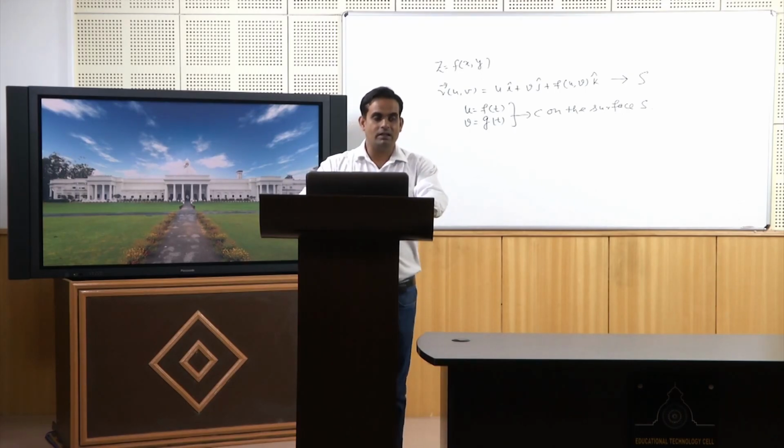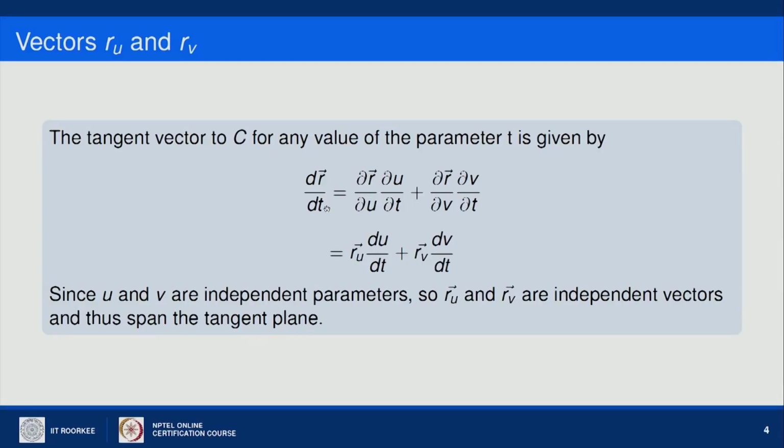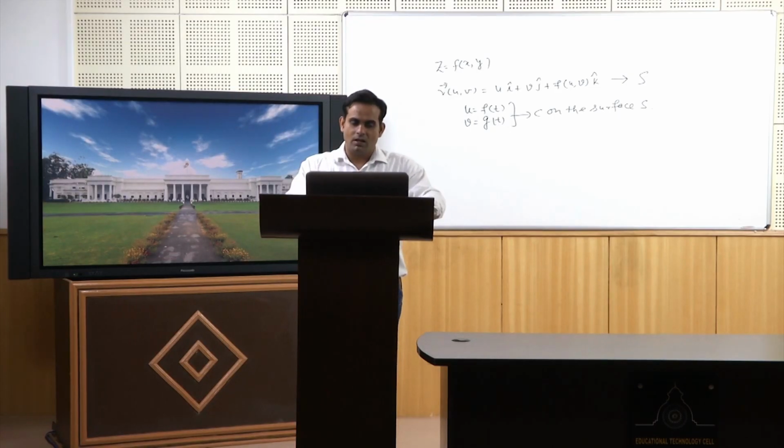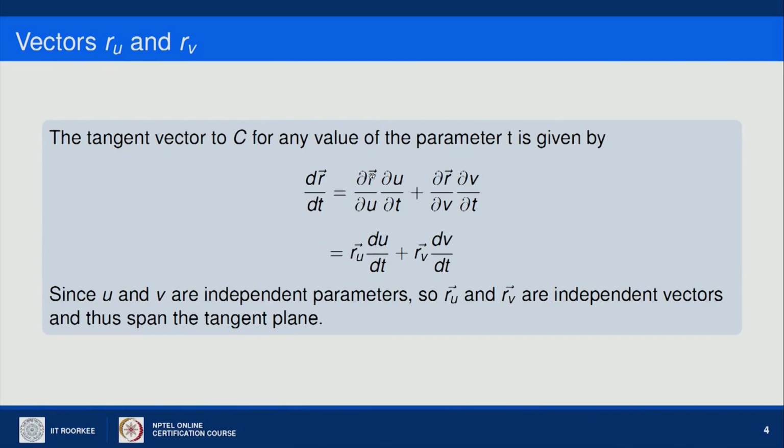Now the tangent vector to curve C is given by dr/dt, and by the chain rule it can be calculated, since r is a function of u and v, and u and v are functions of t. So I can calculate dr/dt as ∂r/∂u times du/dt plus ∂r/∂v times dv/dt. This I can take as r_u, this as r_v. So I can write r_u du/dt plus r_v dv/dt.